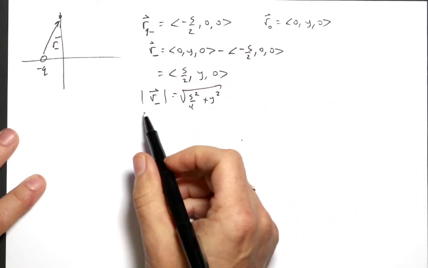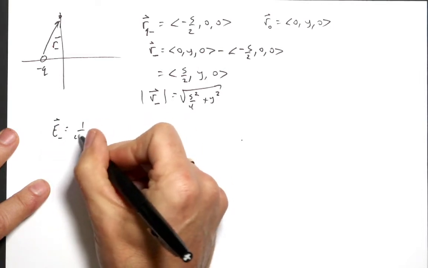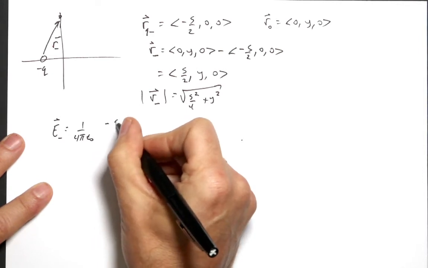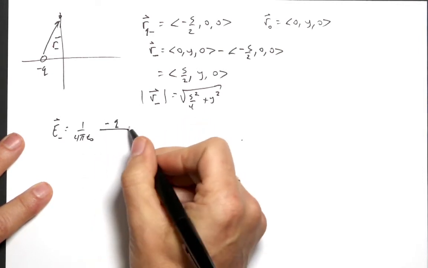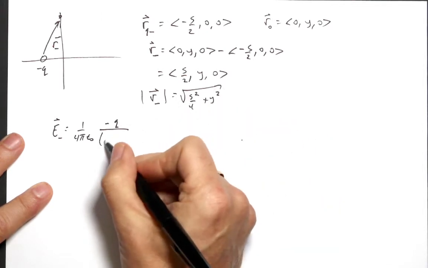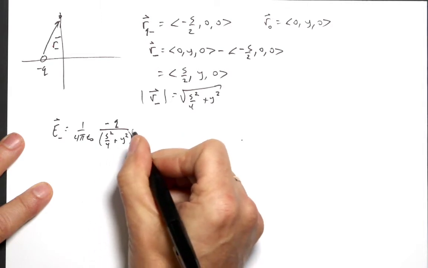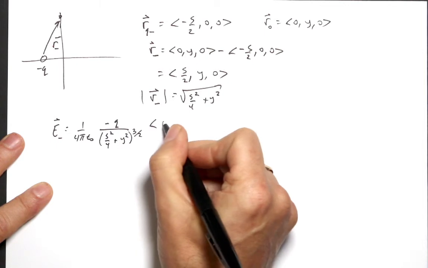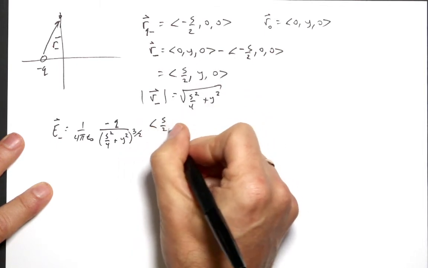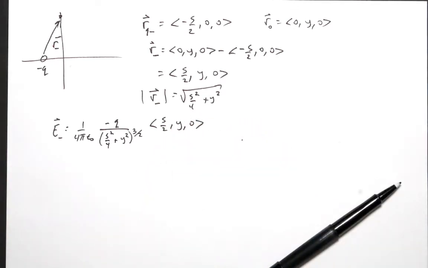Now I can put this into my new equation, E minus equals 1 over 4 pi epsilon naught times negative q, because it's a negative value, divided by this stuff squared. So that's going to be s squared over 4 plus y squared to the 3/2. And then I have the vector right here, s over 2, y, 0. And it's important, so I'm going to put it in a box.